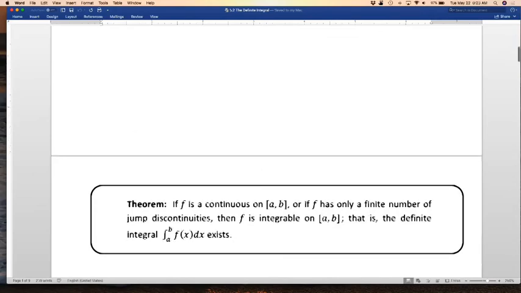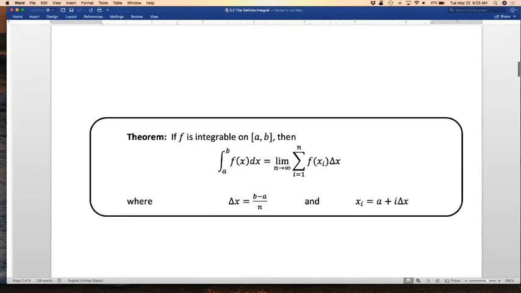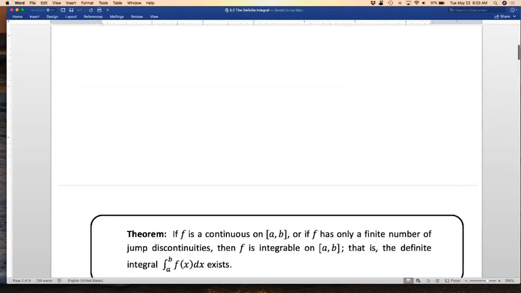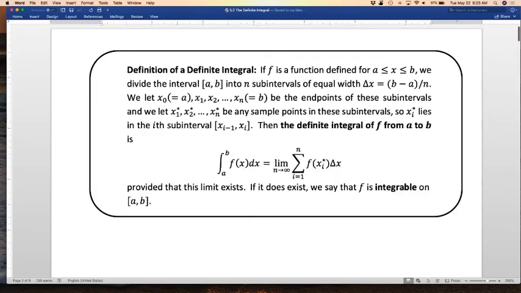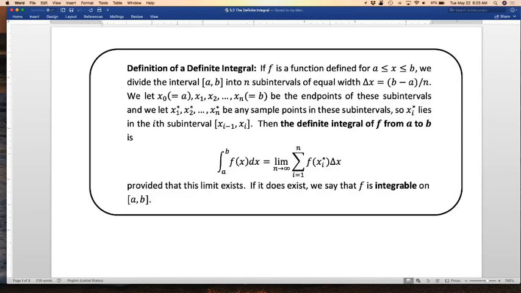The next statement made here says that if f is integrable on [a, b], then the integral from a to b of f(x) dx is equal to the limit as n approaches infinity of the sum from i equals 1 to n of f(x_i) delta x. So what's the big difference between this statement and this definition right here? There's one little symbol that changes the two.